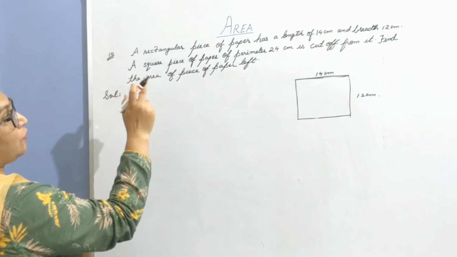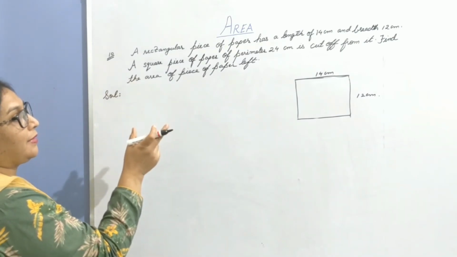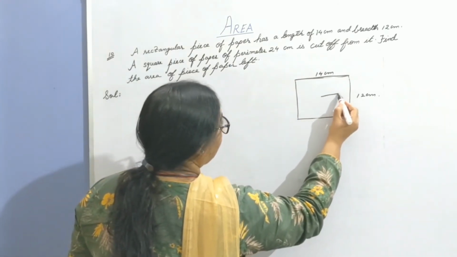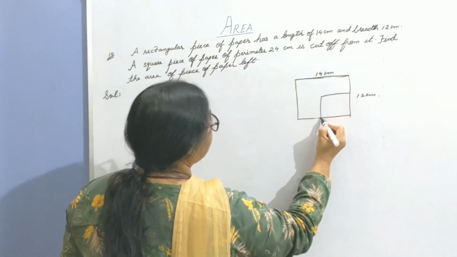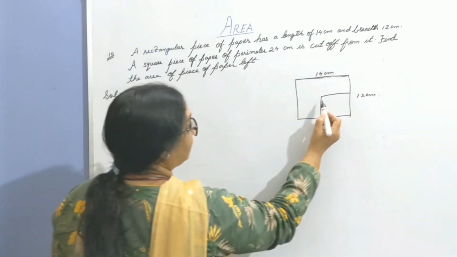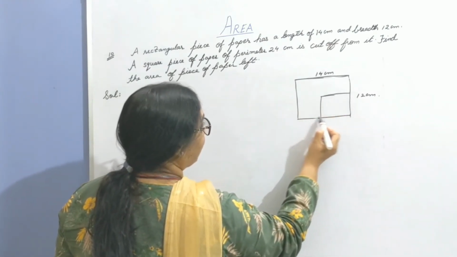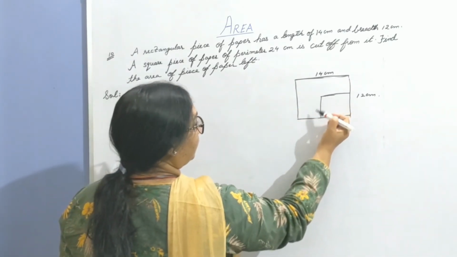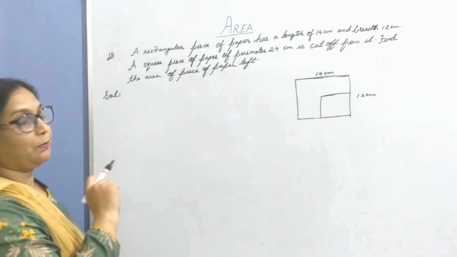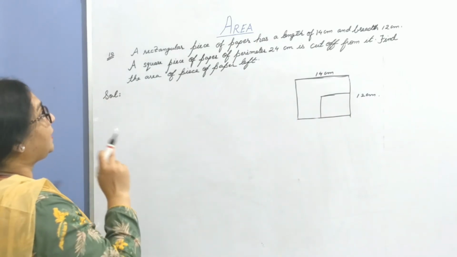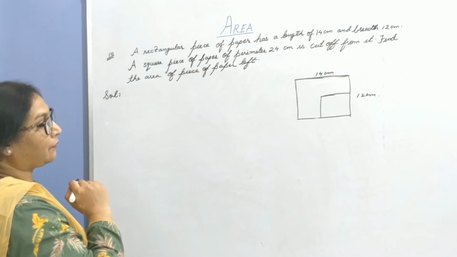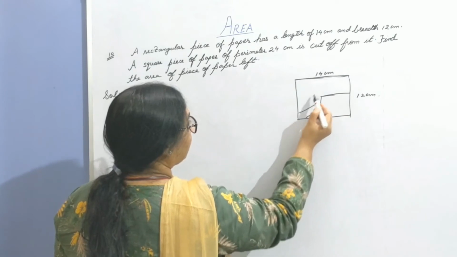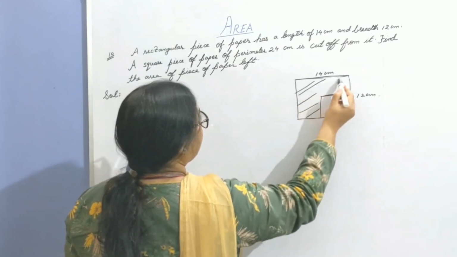A square piece of paper of perimeter 24 centimeter is cut off from it. So let's remove a square piece of paper of the perimeter 24 centimeter. 24 centimeter is the perimeter, the sum of all the four sides. This piece of paper is removed from the rectangular piece of paper. Find the area of the piece of paper left. If you remove this square piece from it, this area is left. So you have to find this remaining area.